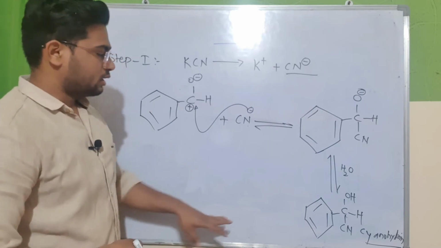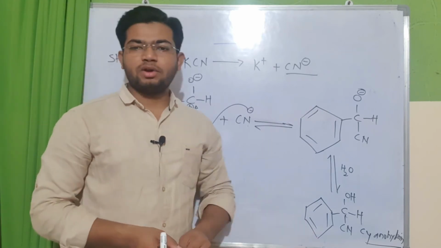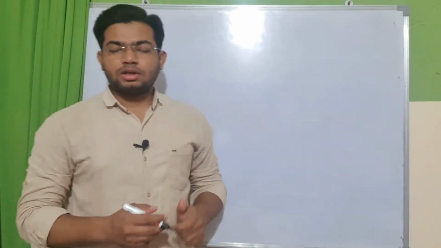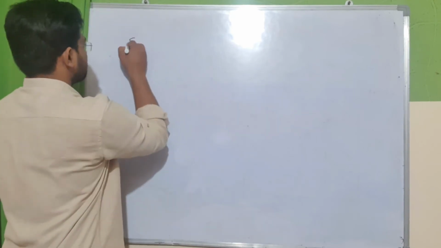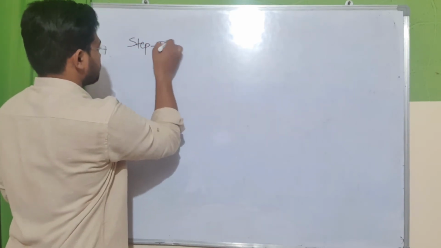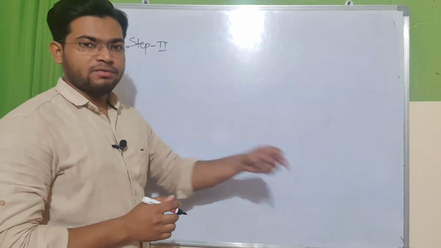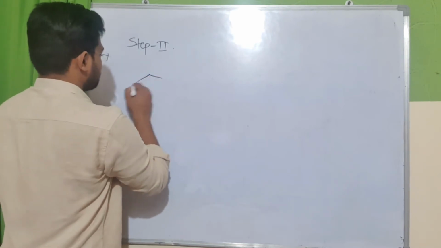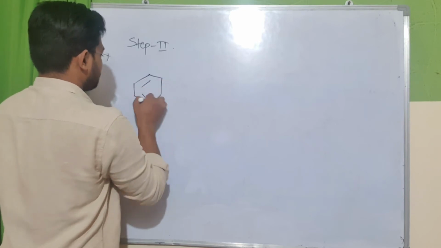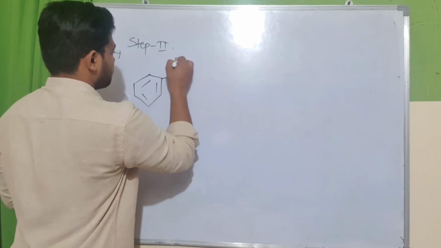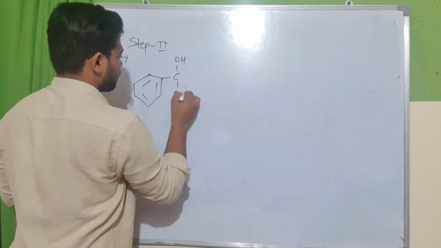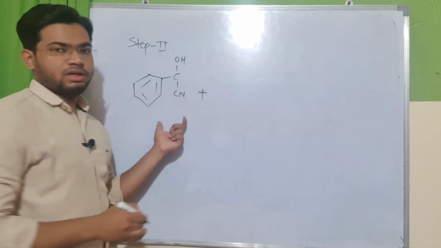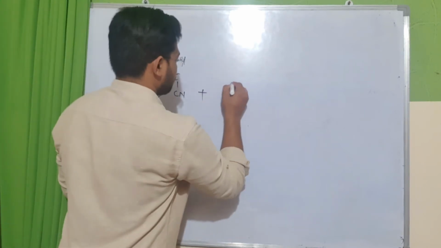In this way, in the first step the intermediate cyanohydrin is formed. Now the second step: the intermediate, which is the cyanohydrin, will attack the second molecule of benzaldehyde. First we will draw the structure of our intermediate, that is cyanohydrin. Now this cyanohydrin will react with the second molecule of benzaldehyde.